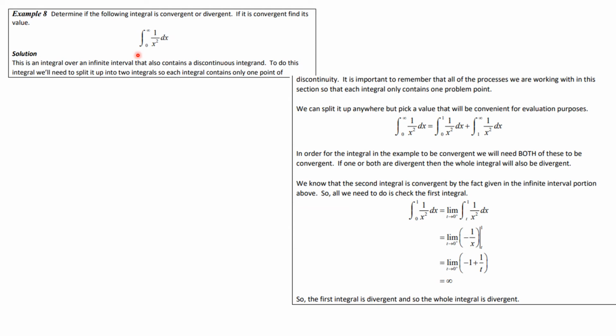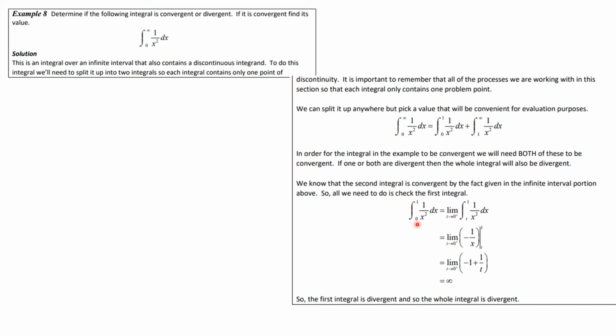Now this is actually doubly improper, because you see you have a discontinuity of the integrand at 0 and it's infinite in length. Wow. Okay, so we can split this up anywhere, but we're going to pick a value that's convenient for our calculation. So we're going to say that this integral is equal to the integral of the same integrand from 0 to 1, and then from 1 to infinity. Now this one here we know converges, because this was one of the first examples we did in an earlier lecture. But for this to be convergent, both of these have to be convergent.